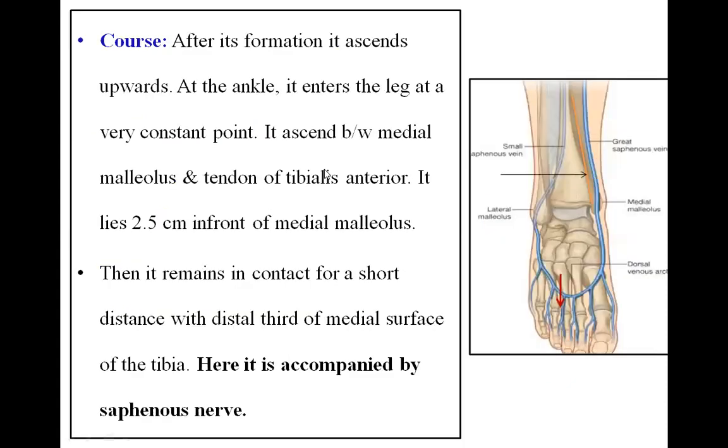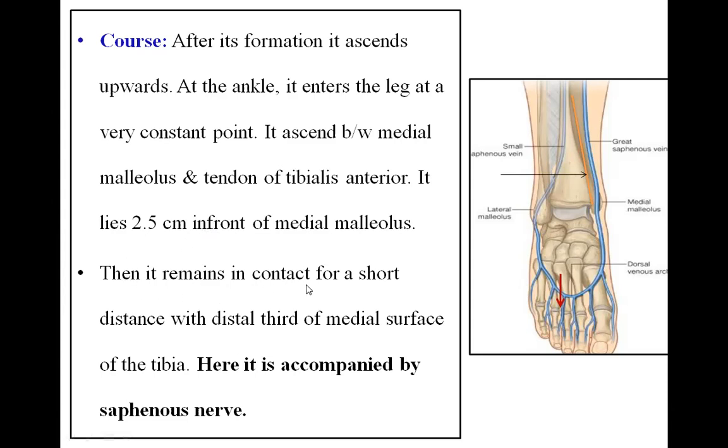Course of the great saphenous vein. After its formation, it ascends upward. At the ankle, it enters the leg at a very constant point. It ascends between the medial malleolus and the tendon of the tibialis anterior. It lies 2.5 cm in front of the medial malleolus. Here is the medial malleolus, and it lies 2.5 cm in front of it.